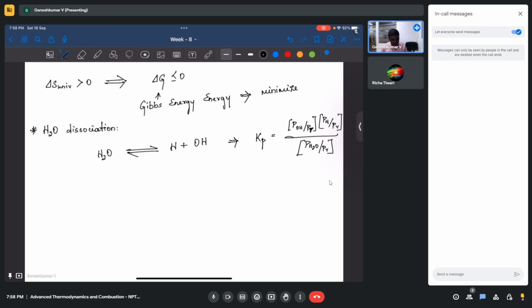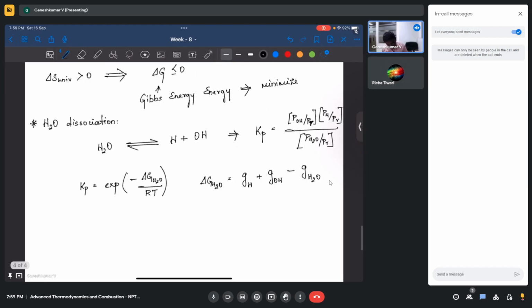So this is how you write KP. Once you do Gibbs free energy minimization, you can come up with the KP relation, where KP is nothing but the exponential of minus delta G for this reaction, the H2O dissociation reaction, divided by RT. This is for a reaction, so delta G is nothing but G of H plus G of OH minus G of H2O. That is products minus reactants, the Gibbs free energy of products minus reactants.